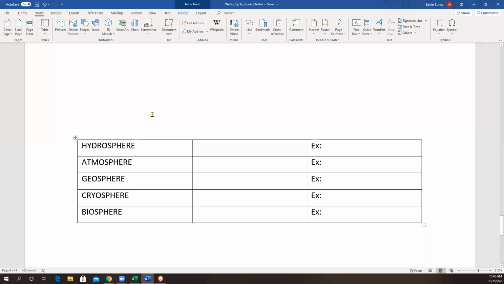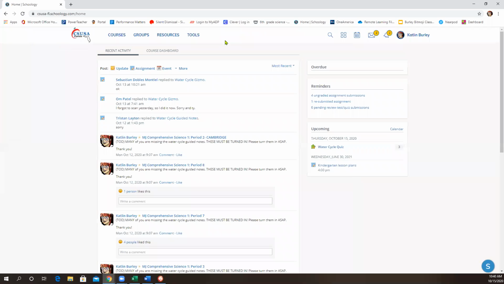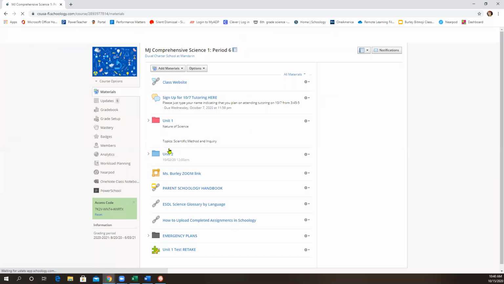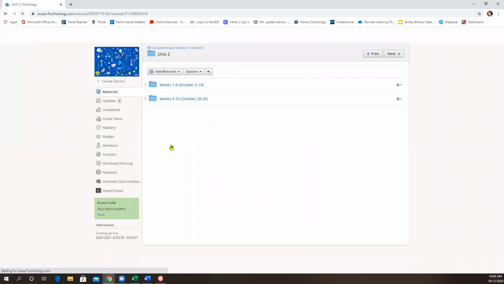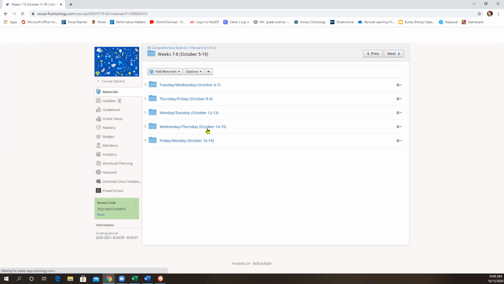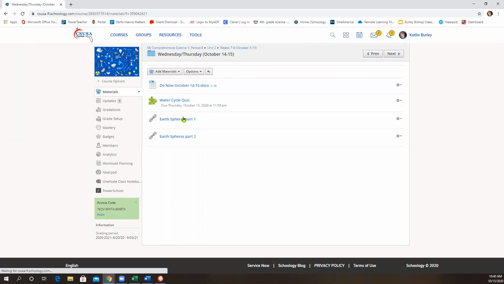So going back to our Word document, like I said, it should be set up like this. So we're going to watch our Crash Course Kids videos on the Earth spheres. There's 2 of them. If you go to our classes page on Schoology, you can find the videos. We're currently in period 6. We're going to go to unit 2 because that's what we're on. We're going to go to the folder for today's date, which is the 15th. And you'll see 2 links to the videos that we're looking at.